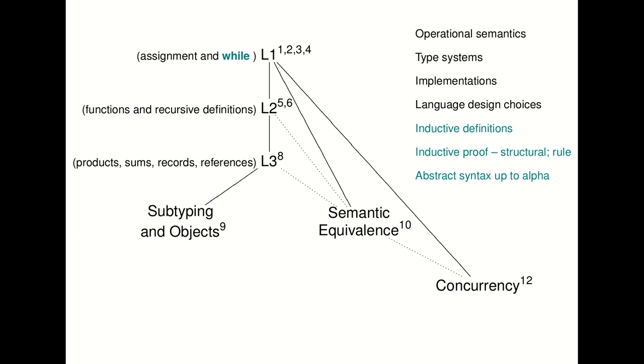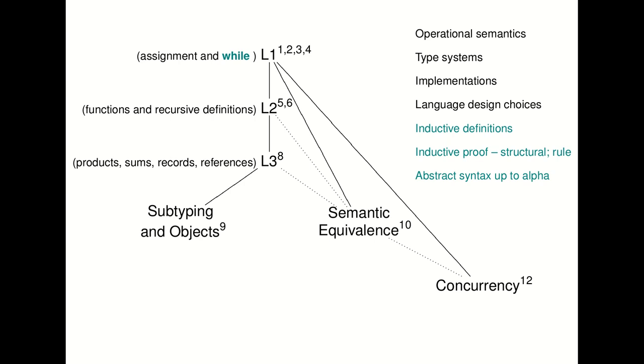In the next lecture, we're going to talk about the semantic equivalence of programs, which is what justifies things like compilers optimizing code. So you need to know that the optimizations that a compiler performs don't actually change the meaning of a program. And then finally, we'll wrap up with an introduction to how you can use semantics to study concurrency.